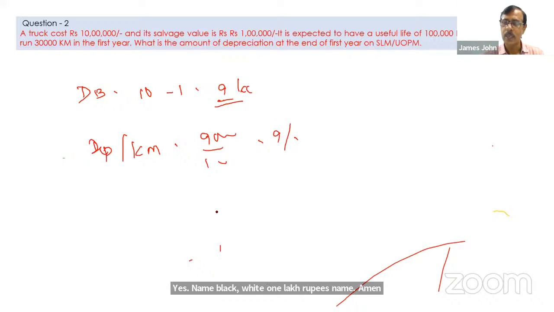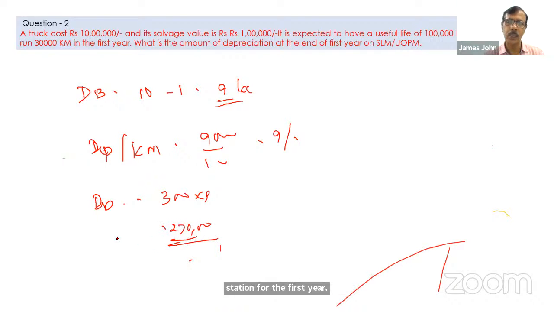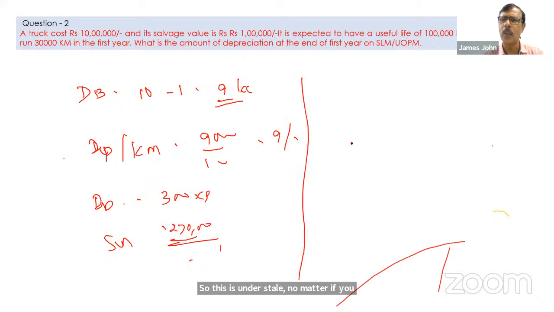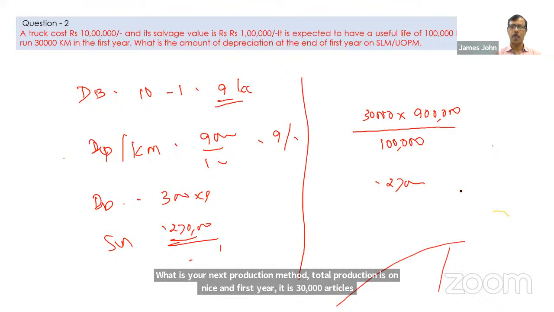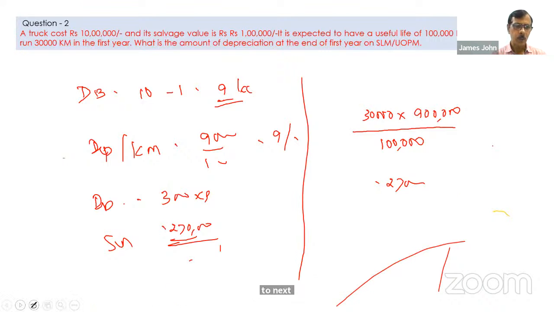Am I correct? Yes. So first year 30,000 it had done. What will be the depreciation for first year? 30,000 into 9, you will get 2,70,000. So this is under straight line method. If you want units of production, again you can apply the same formula. What is units of production method? Total production is 1 lakh, and first year it is 30,000, multiplied by the depreciable base. We'll get 2,70,000. Both ways will get the same answer. Fine. Move on to the next one.